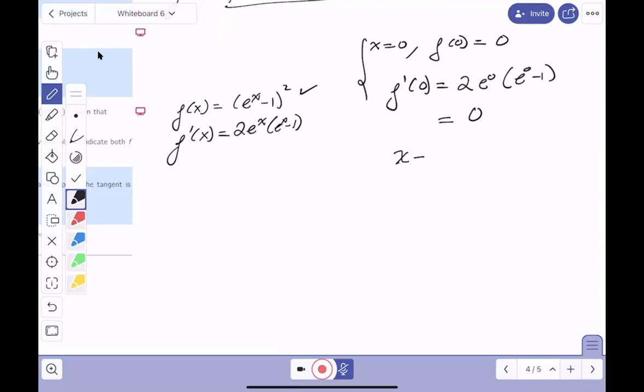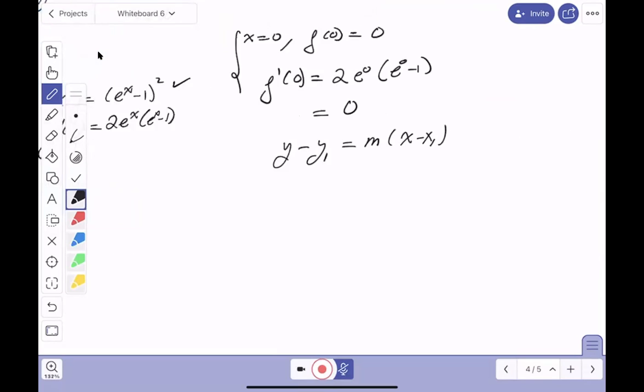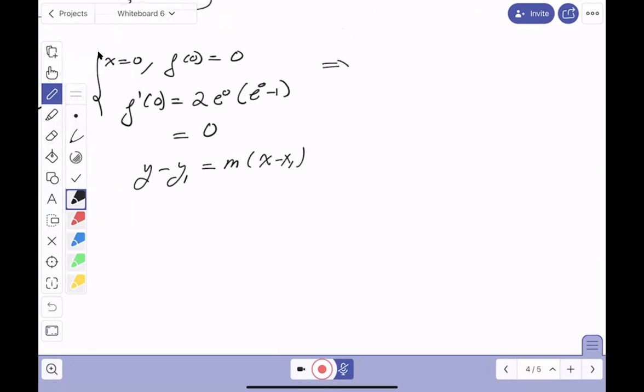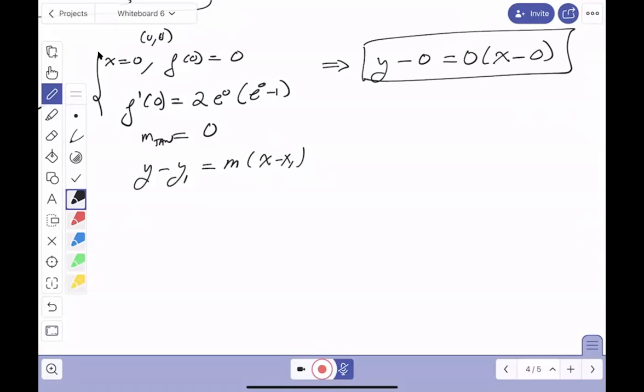My favorite form of a line is this one over here: y minus y1 equals m times (x minus x1). I'm going to use that form. It's the point-slope form. The point is (0, 0), right? So y minus 0. And what's the slope? This is the slope of the tangent line, m tan. It's going to be 0 times (x minus 0). That's a fine answer, but to be honest with you, it looks really bizarre. So it's really saying y is equal to 0.